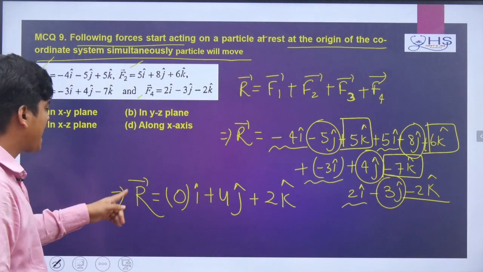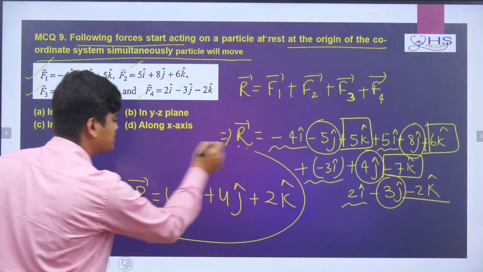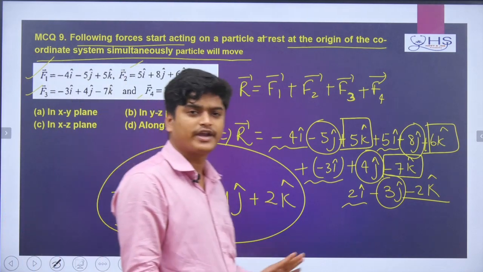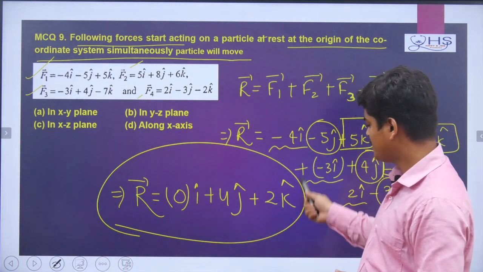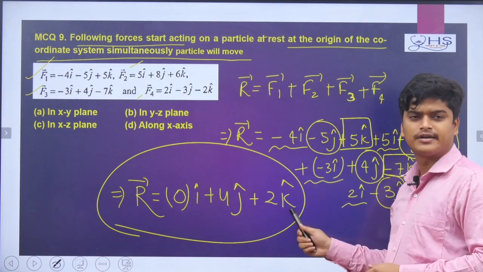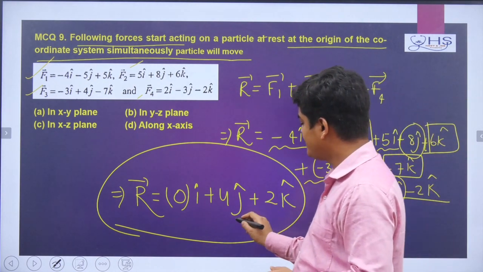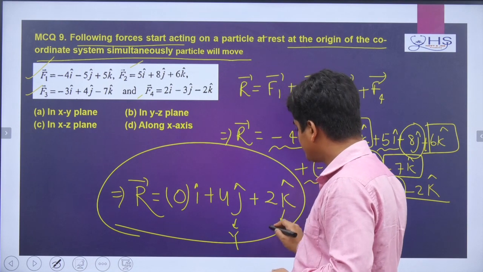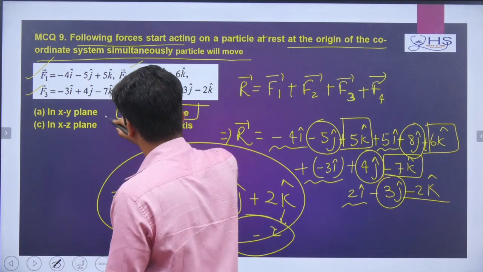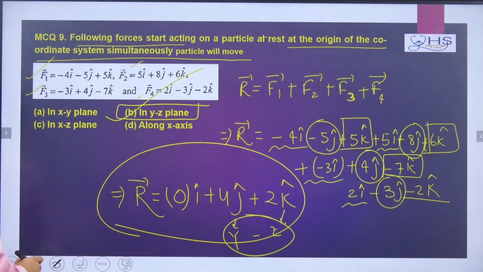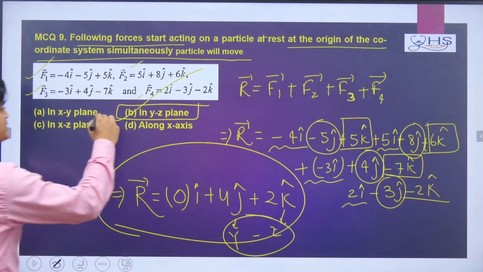is 2. Now see, r vector is how much coming? r vector is coming 4 j cap plus 2 k cap. And you know j cap is what? Along y axis it is the unit vector, and k cap along z axis it is the unit vector. So that means the particle is moving in which plane? This is your y, and this is your z. So the particle is moving in which plane? Yz plane. So your answer will be B. So the particle is moving in yz plane.